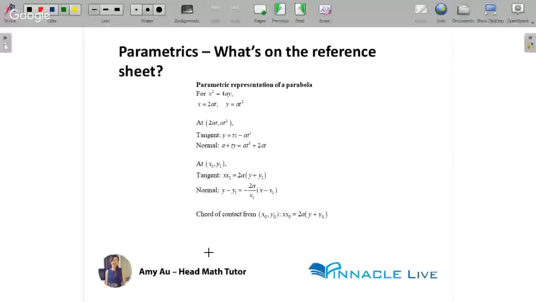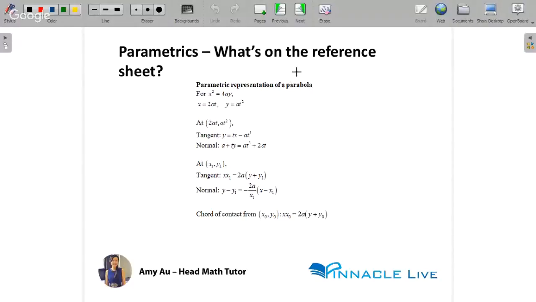We will talk about the main equations that will be examined, what to make of the reference sheet, and then go on from there.